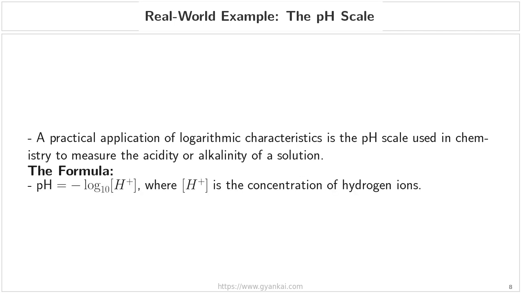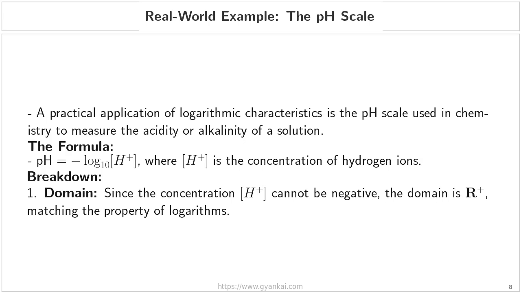If you look at the formula on the slide, the pH value is calculated as negative log base 10 of the concentration of hydrogen ions. Let us break this down using the properties we have already discussed.